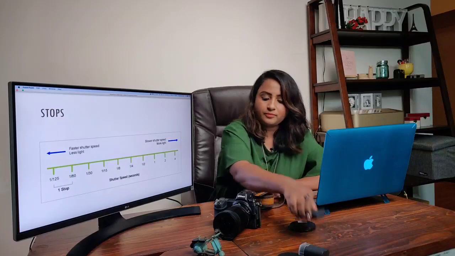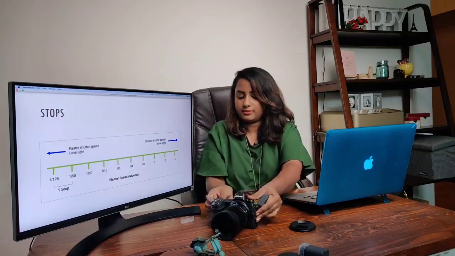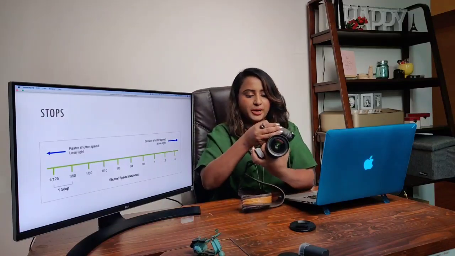So let me just quickly change the battery.